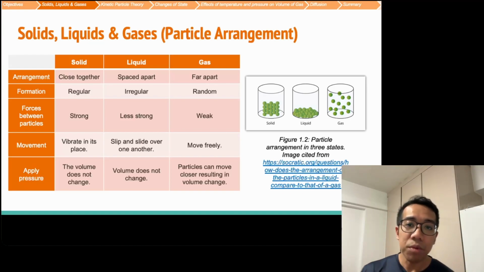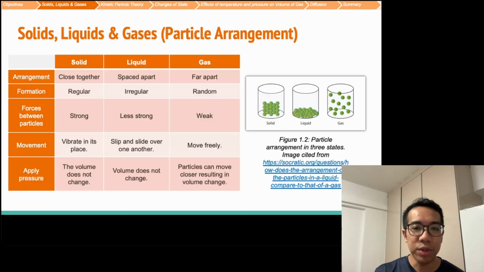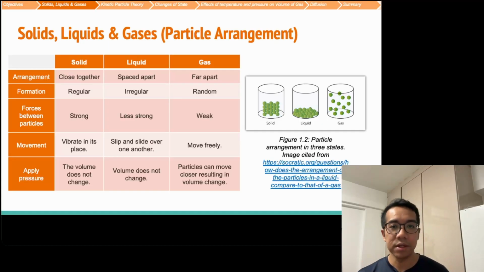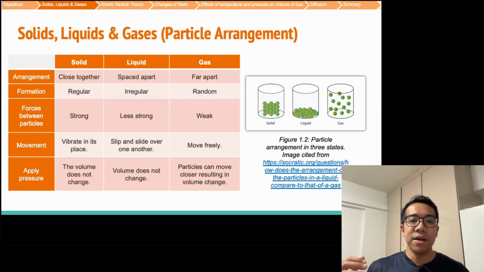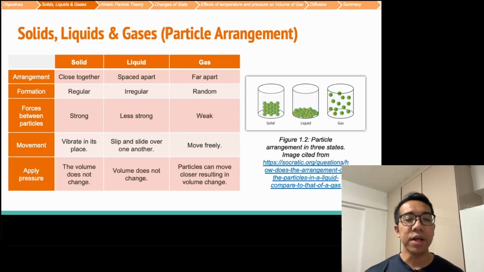One thing that you might not be able to see in the picture here, but it is a very important key point nonetheless, is the forces between the particles. I want you to remember that particles in a solid have strong forces between the particles itself, whereas particles in liquids actually have weaker forces between each particle when compared to solid. And last but not least, for gaseous form, there are weak forces between the random moving particles.